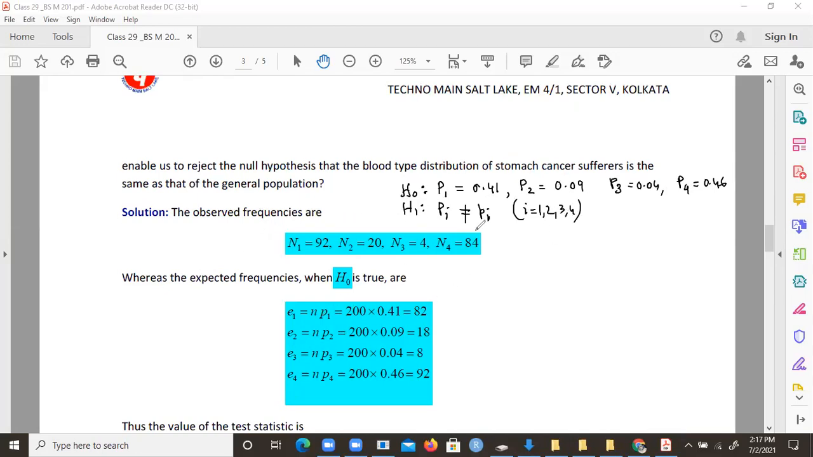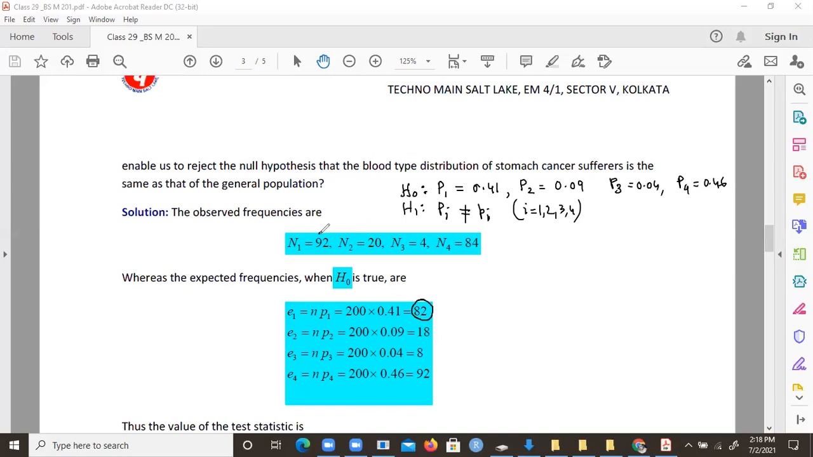Under the null hypothesis, we are going to test. These are the observed frequencies, as I have just told you, and I have mentioned them over here. Expected frequency, you already know how to calculate, because your variable is a binomial variable. The expected frequency will be the sample size multiplied by the respective probability. So 200 into 0.41 is 82, and 200 into 0.09 yields 18. The important part is that I expect 82 people having stomach cancer and blood type A.